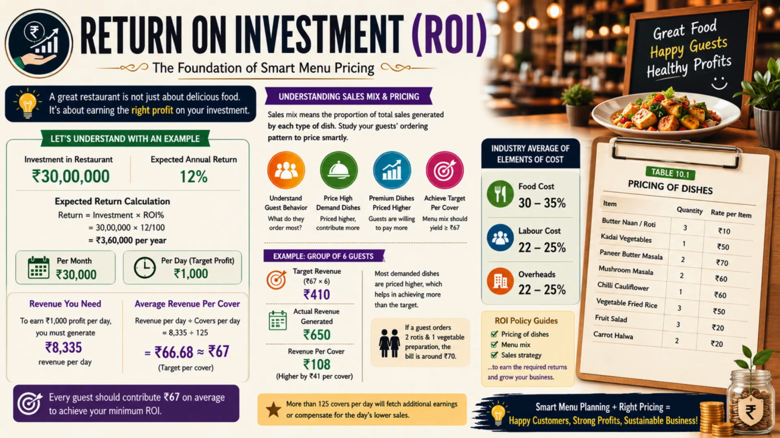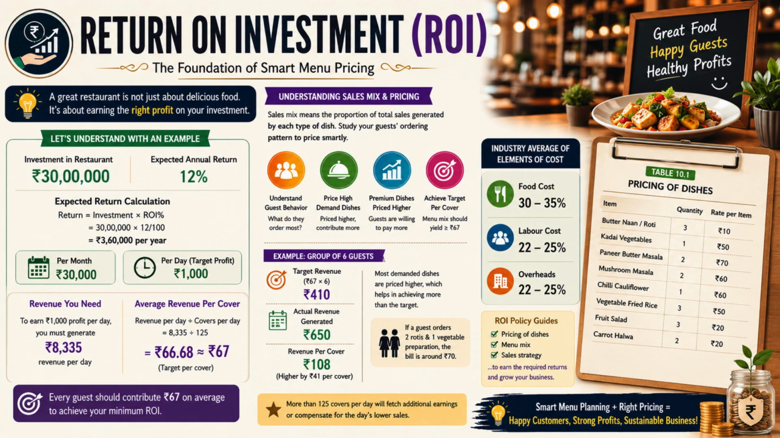Now divide that revenue by 125 guests. You'll find that every customer should contribute an average of 67 rupees. This figure is called the average revenue per cover. In simple words, every guest walking into your restaurant should spend around 67 rupees on average just to achieve your minimum return on investment. If your average spending falls below that number, reaching your profit target becomes much more difficult.